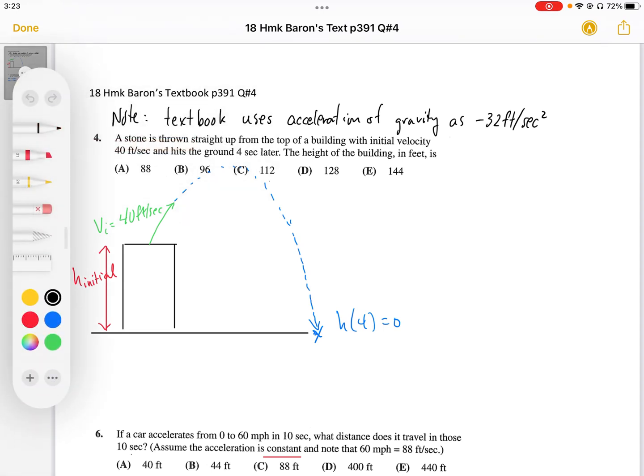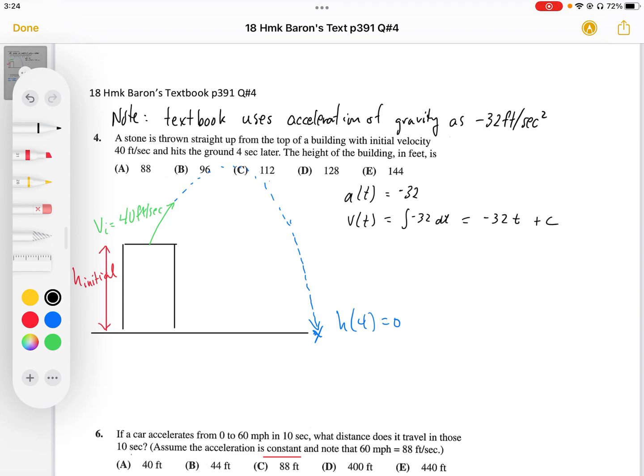So what we're going to do first is we've been given the velocity, and we're going to start with acceleration. So acceleration is negative 32 feet per second squared. Okay, so that's going to be a constant. So we're going to integrate this to get the velocity function. So we get the integral of negative 32 dt, and that works out to be negative 32t plus C.